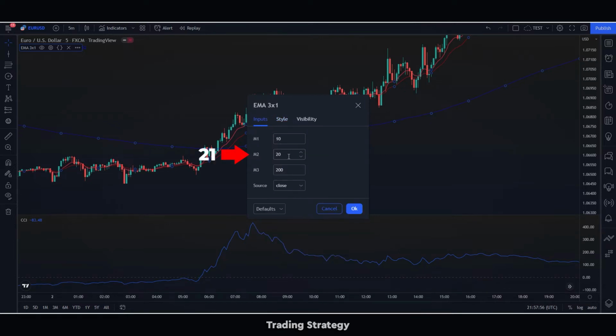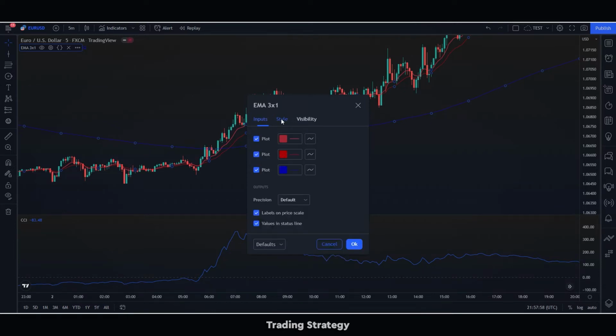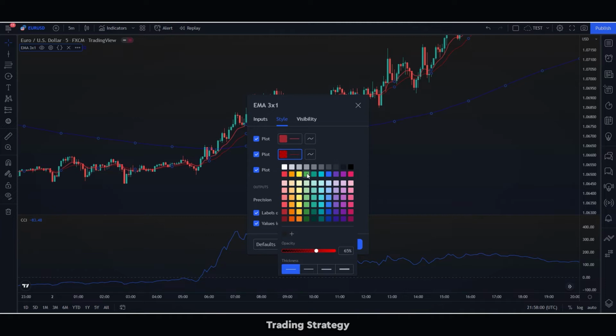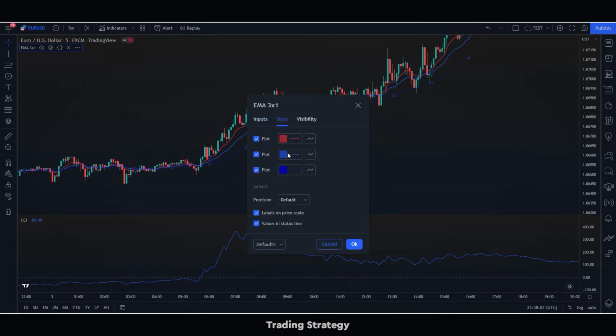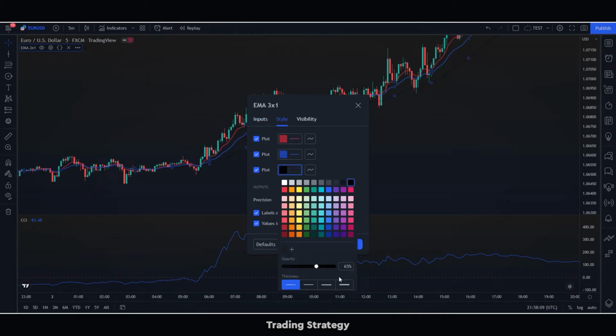The second moving average, we will put it of 21 periods. We will put blue color, and we will raise the thickness to 2. Finally, the third moving average, we will put it of 50 periods. We will put black color, and we will raise the thickness to 3.